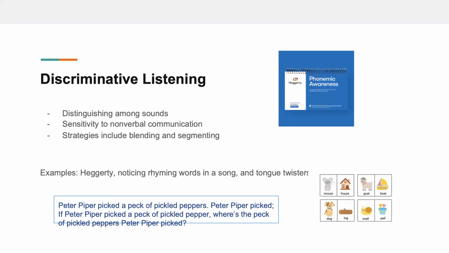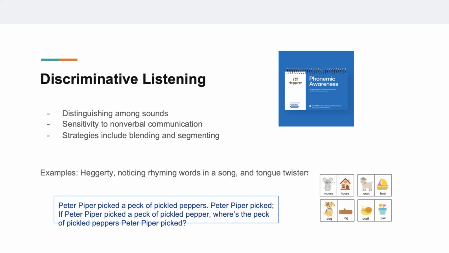First, I have discriminative listening. This type of listening is specifically distinguishing among sounds. It also includes sensitivity to nonverbal communication, which can be seen as when a teacher were to change from a happy face to a frown, and a student would know that that teacher was not happy anymore and was sad or angry. And this is just a student understanding and interpreting nonverbal cues as a form of communication and emotion.